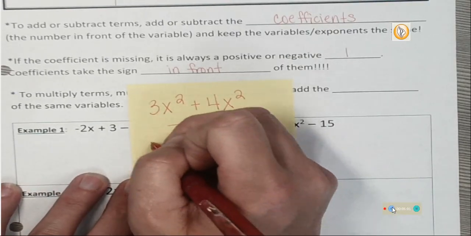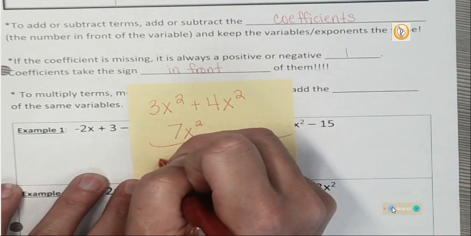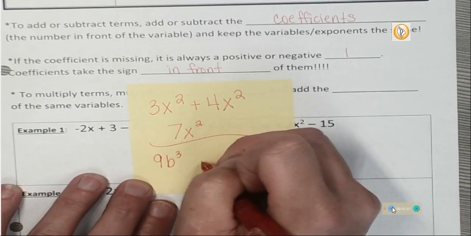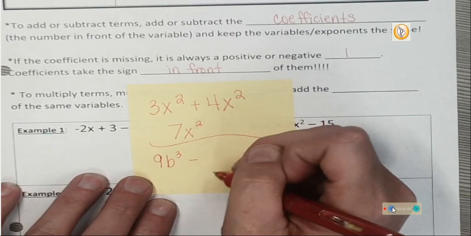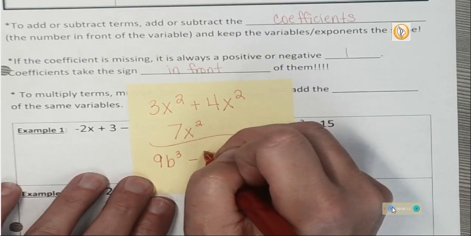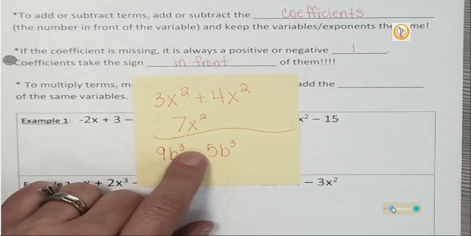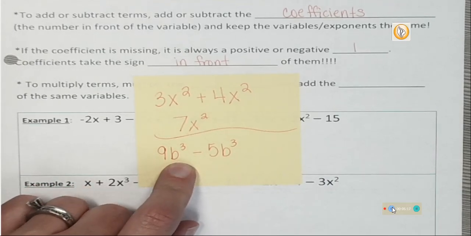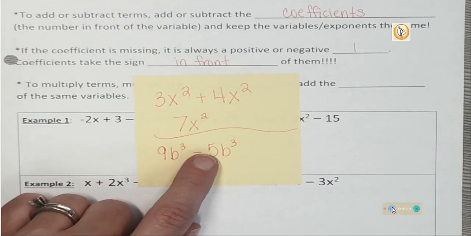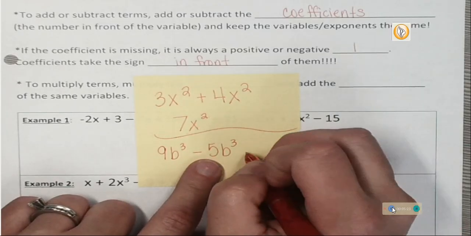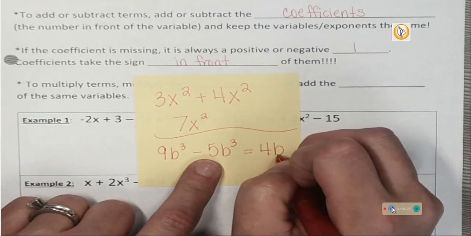So if I said let's go 9b to the third minus, I'm going to make the math easy in our brains, minus 5b to the third. Are these like terms? Yes. So what do I do with the numbers in the front? I subtract. 9 minus 5 becomes how many? 4b to the third.